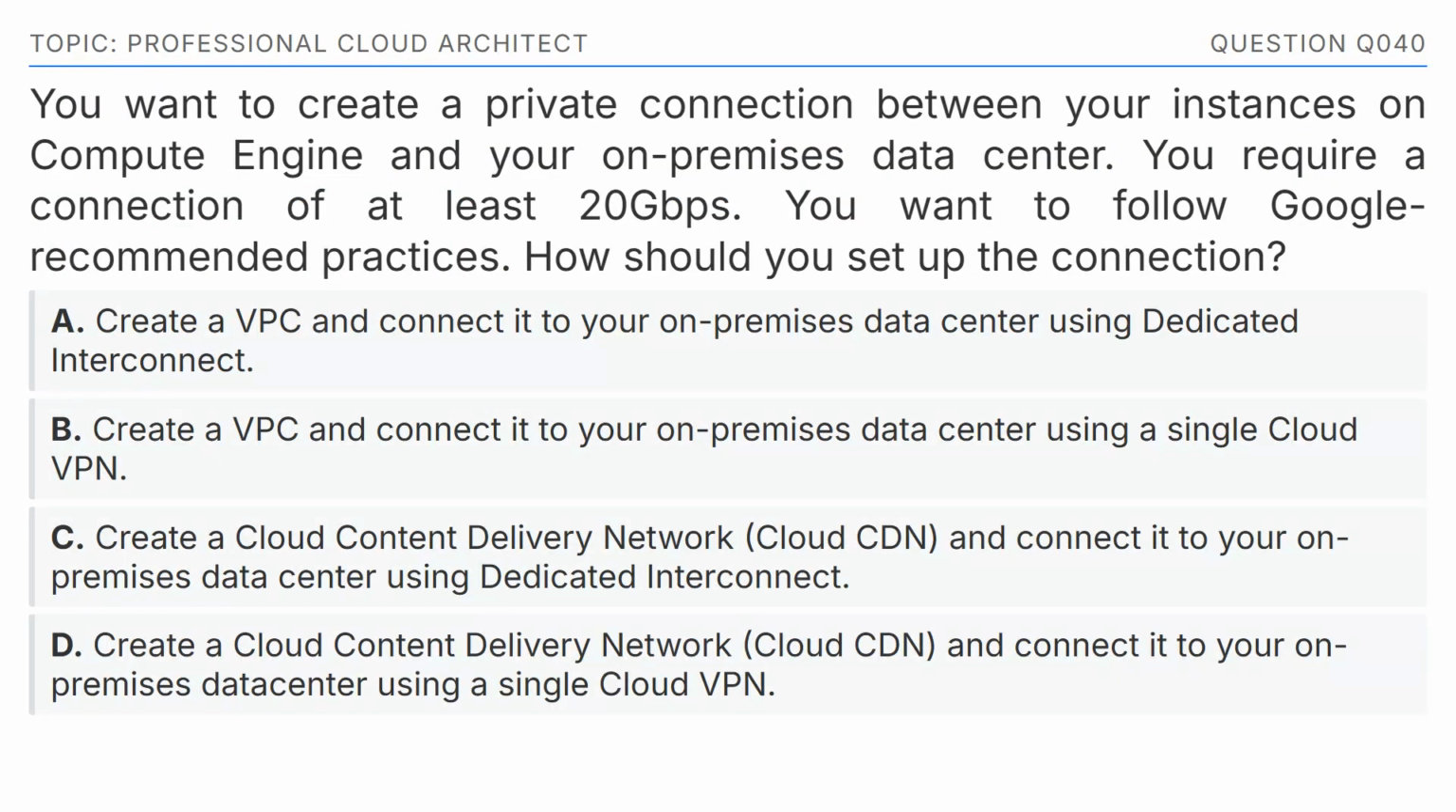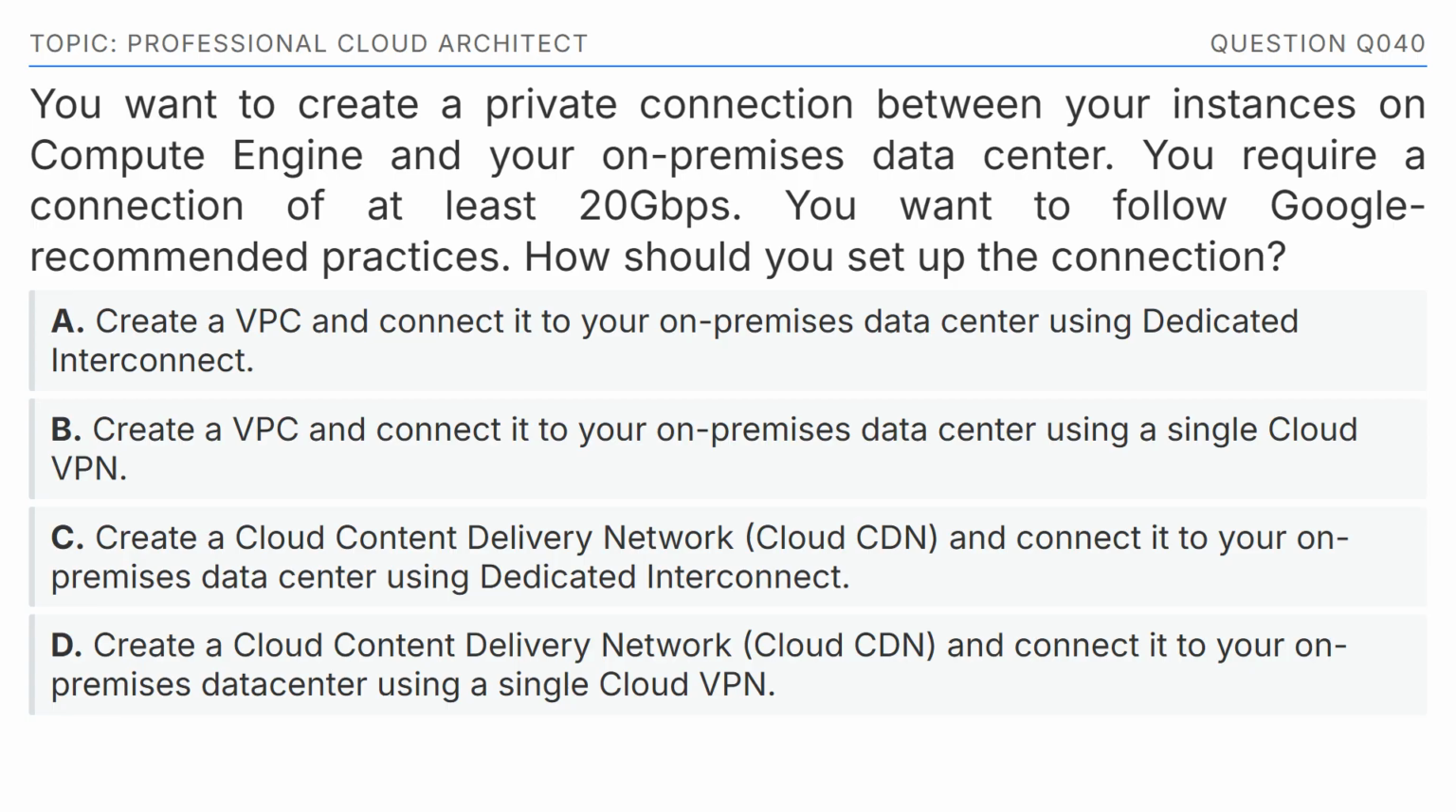You want to create a private connection between your instances on Compute Engine and your on-premises data center. You require a connection of at least 20 gigabits per second. You want to follow Google recommended practices. How should you set up the connection? The options are: Option A, create a VPC and connect it to your on-premises data center using dedicated interconnect.